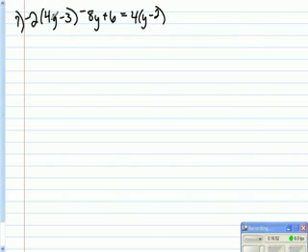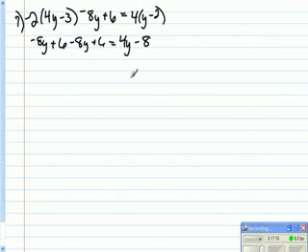Again, do my distributing first. Negative 2 times positive 4y, negative 8y. Negative 2 times negative 3 is positive 6. Negative 8y plus 6. Let's bring those along. Distribute here. 4 times y is 4y. 4 times negative 2 is negative 8. Work on each side separately. Find any like terms. These two are like terms. Negative 8y and negative 8y is negative 16y. And positive 6 and positive 6 is positive 12.